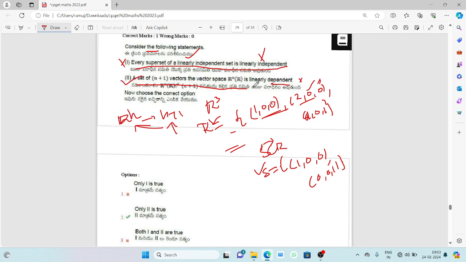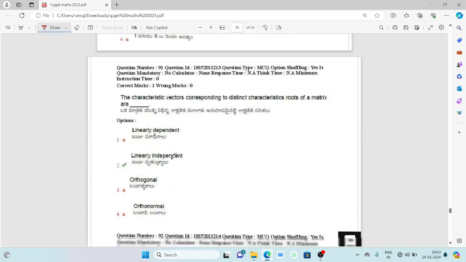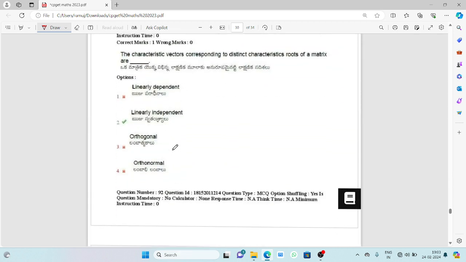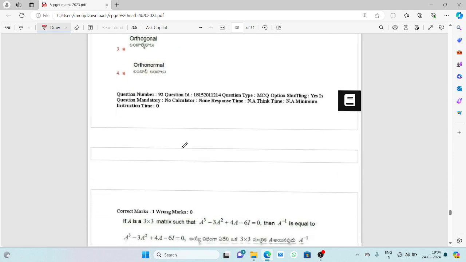He is saying linearly dependent. If he were saying linearly independent, we could say that statement is false. So this statement is true. So the second statement is true, which means the second option is the correct one for this question. The 91st question: the characteristic vectors of distinct characteristic roots of a matrix are always linearly independent because they are orthogonal to each other. So we can directly say the second option is the correct one.